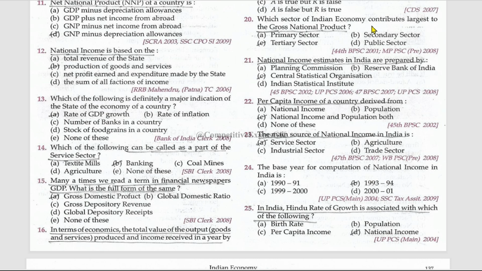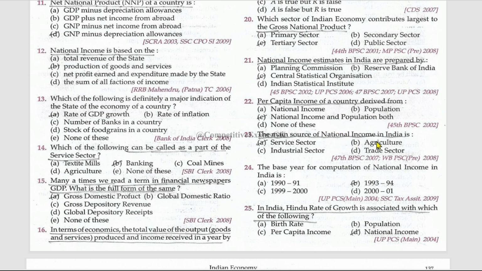Which sector of Indian economy contributes largest to the gross national product? Tertiary sector. National income estimates in India are prepared by the Central Statistical Organization. Per capita income of a country is derived from national income and population, both.